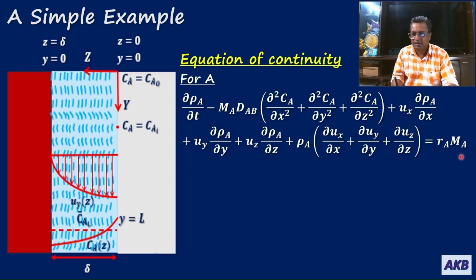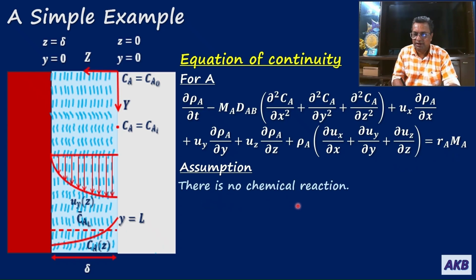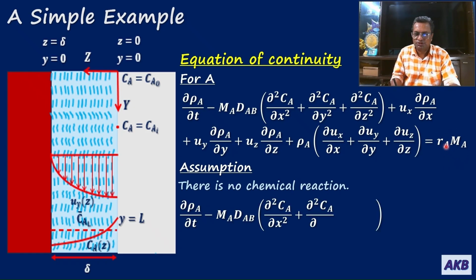I had derived this equation in my previous video lecture. Now the first assumption that we are using is that there is no chemical reaction. What is the implication of this assumption? RA is 0, so that means this term will become 0. Therefore the equation of continuity now modifies to this form.